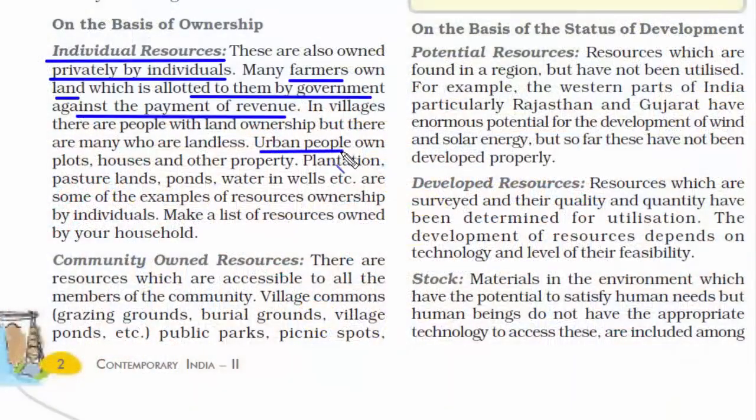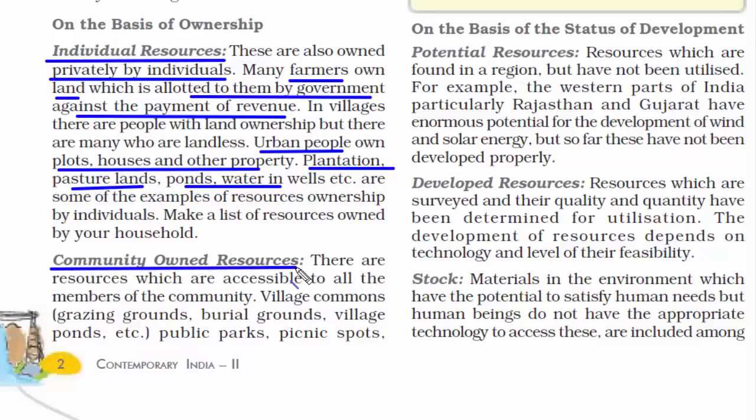Now coming to the urban side, we all have plots and houses and other properties. So every individual has bought that land, and they can do whatever they want to. They can build a house on it, or they can have a plantation, or a pasture land, pond, water, well, whatever. So any resource where an individual has the right to do whatever he or she wants to, that is called individual resources.